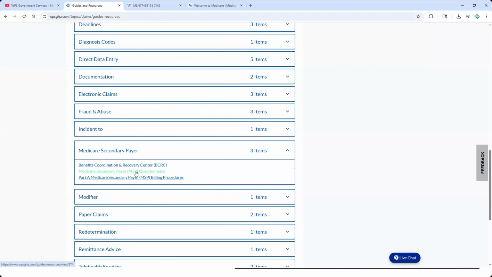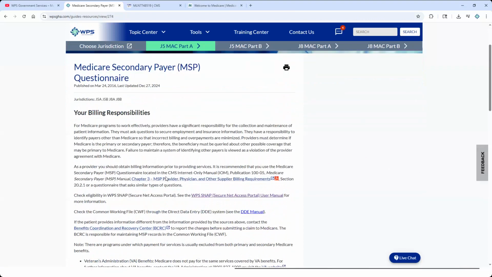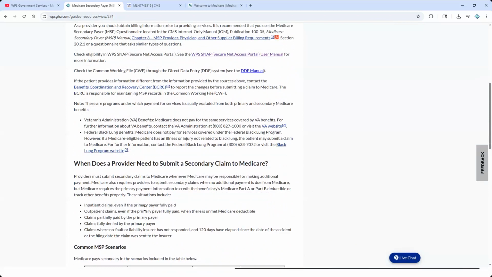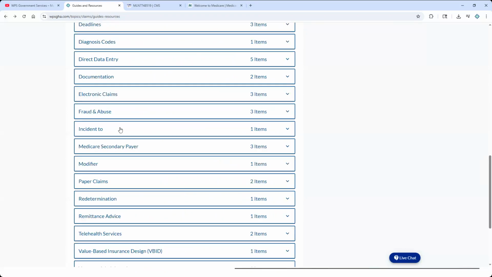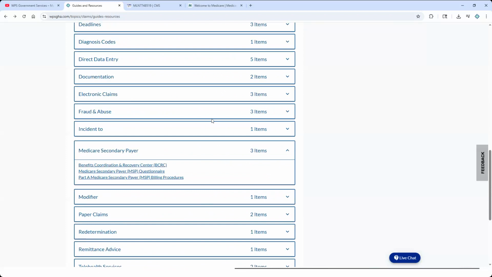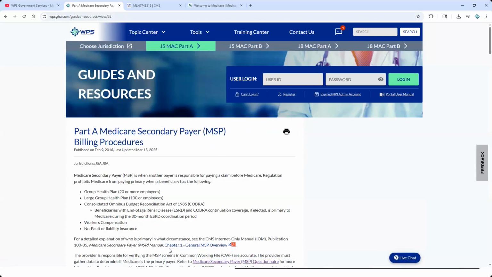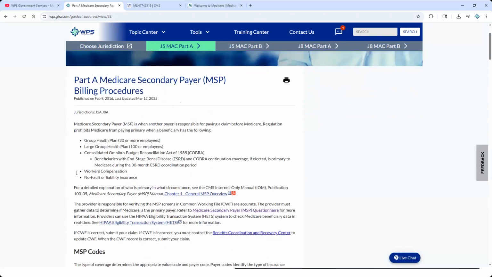The questionnaire does explain information about the questionnaire. It's going to be our next slide, and it talks a lot about the questionnaire, when to use it, how to use it, all the basic information. So I wasn't asked a lot of information on that. On the other hand, I was asked to provide you with a billing resource. We have that available, and it's called the Part A Medicare Secondary Payer Billing Procedures in the Claims section. You don't have to navigate to it. If you search for it right up here, it's all good. It'll talk you through exactly what I went through at first.